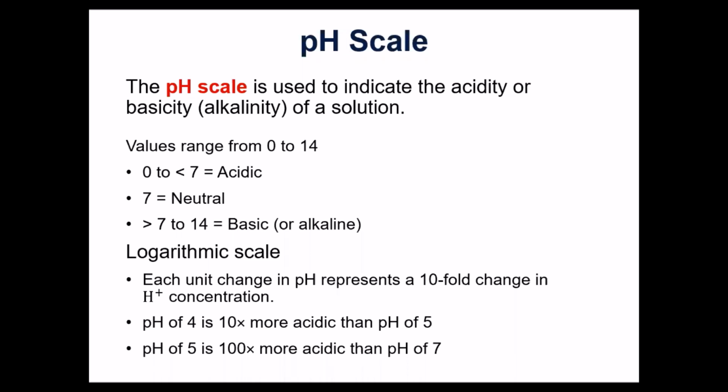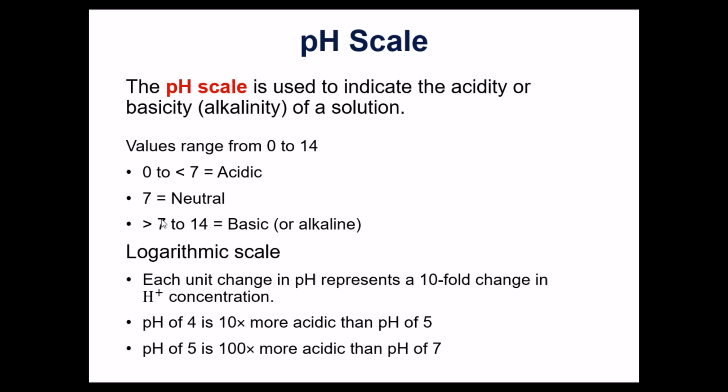Most everybody has probably seen the pH scale, and we know that the pH scale is basically used to indicate whether a solution is acidic or basic or alkaline. We'll talk about a few things here, and then I'll show you the diagram of the pH scale. On the pH scale, the values range from 0 to 14. 0 to under 7 is acidic. 7 is considered to be neutral, and we're talking about 7.0 being neutral. Anything above 7 up to 14 is going to be basic, or sometimes you see the term alkaline.